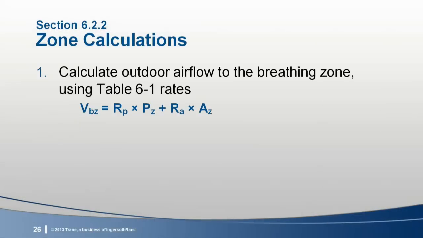Standard 62 requires a three-step procedure to determine the outdoor airflow required for any occupiable space, which the standard calls ventilation zone. I'll tell you about those 3 steps and then dive deeper into each one. First, we calculate the volume flow of outdoor air, V sub BZ, that must be delivered to the breathing zone within an occupied space, using the prescribed rate in Table 6-1 of the standard.